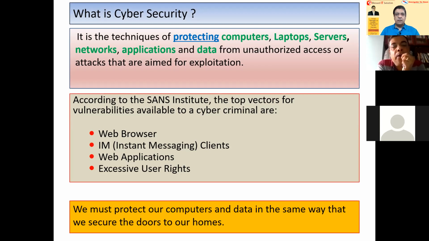So these are the four most important vulnerabilities which we have to control.